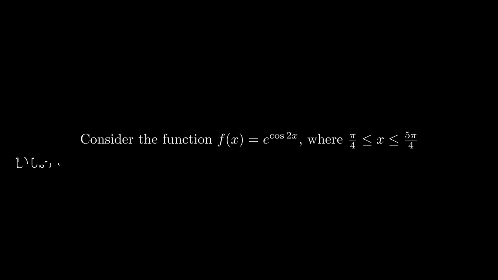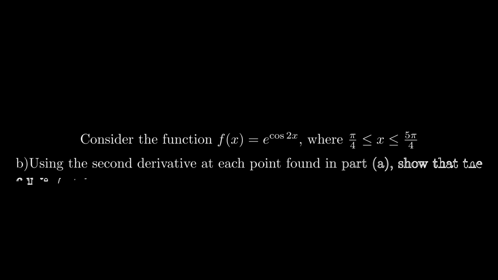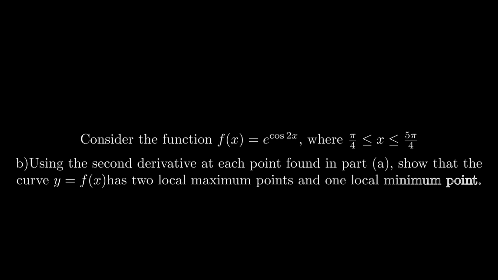Looking at part B, it asks us to use the second derivative of each point found in part A to show that the curve y equals f of x has 2 local maximum points and 1 local minimum point. What is a second order derivative? Well, just like a first order derivative, it tells us the rate of change of something.